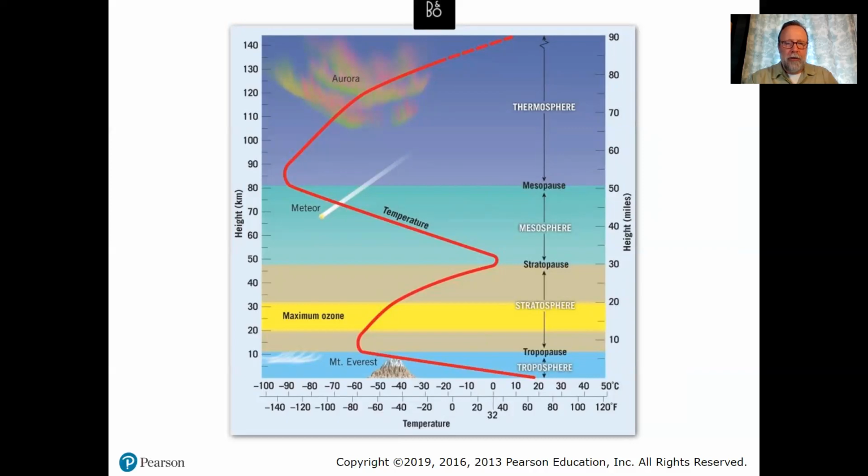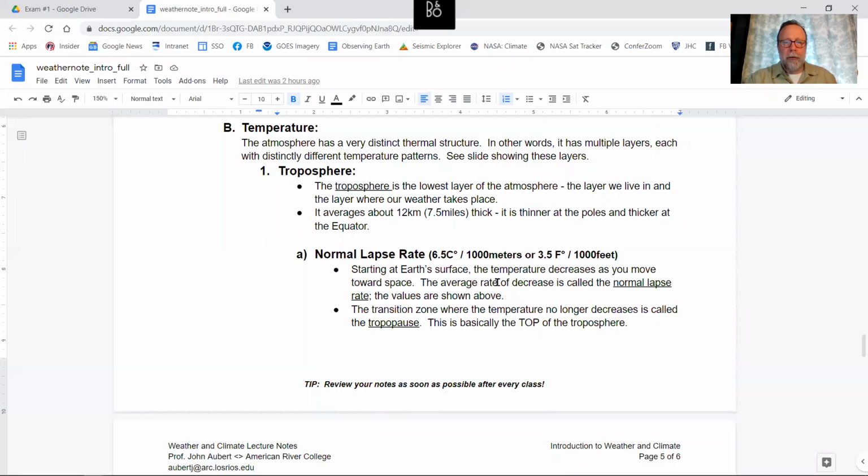And this is referred to as the normal lapse rate, the average temperature decrease with an increase in altitude above Earth's surface. Normal is a word that means average. Lapse means to lessen or to decrease. Rate means change over distance in this case. So 6.5 Celsius degrees per 1,000 meters, or 3.5 Fahrenheit degrees per 1,000 feet.